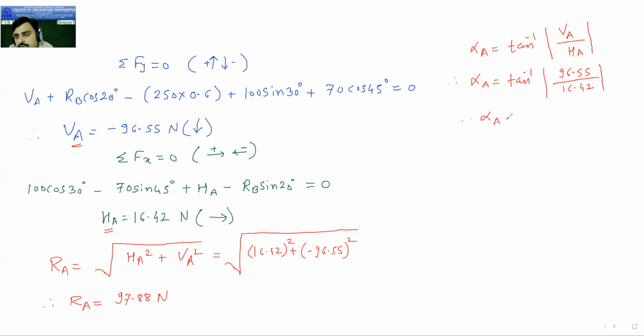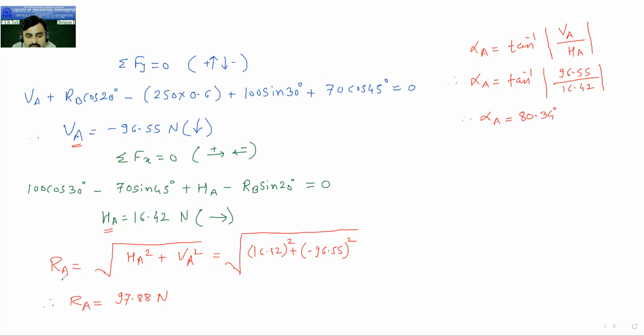Therefore, alpha is equal to 80.34 degrees. Okay. Now after all of these things, finally we need to draw one diagram. So I will show it to you.